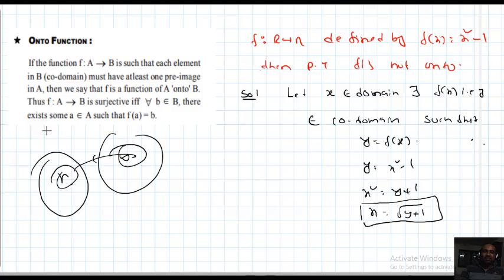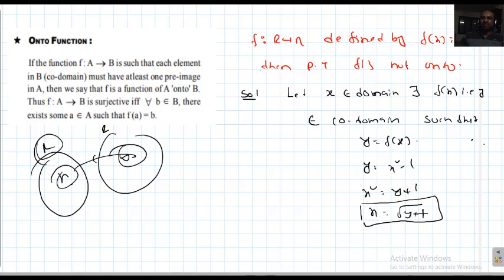What is x and what is y? Both are real numbers, part of real numbers. For every real y, x should be real. Observe, here you can say that for all y's there is no x. For example, y is taken as minus 10. Minus 10 plus 1 is minus 9. Root over minus 9 is not a real number. Understood? So what happened? y plus 1 is negative. For such y values, there is no preimage in the domain.